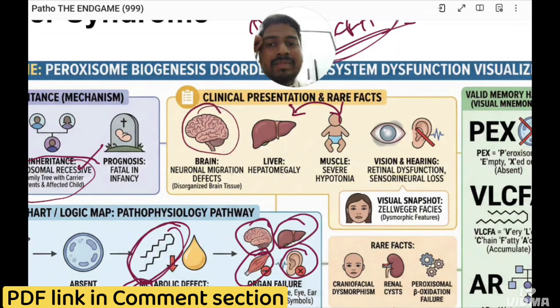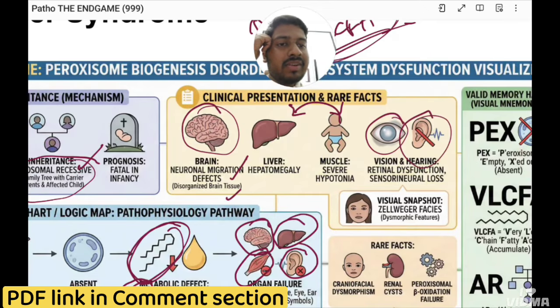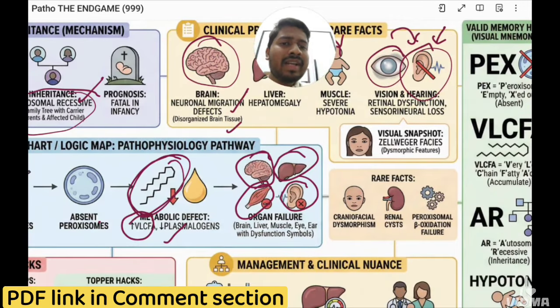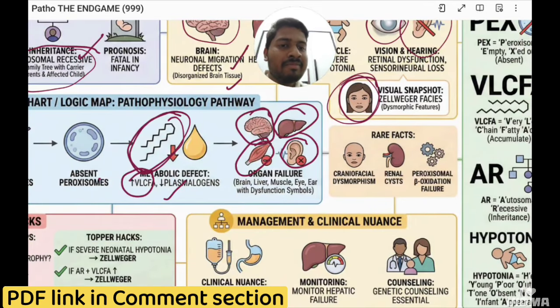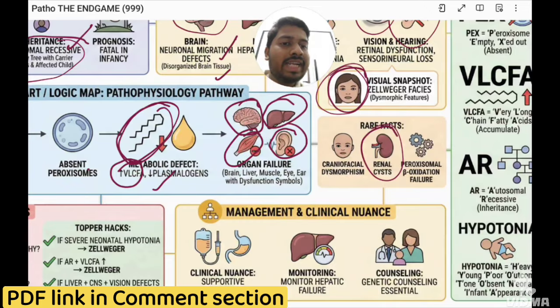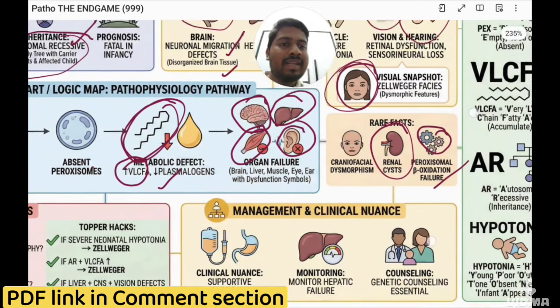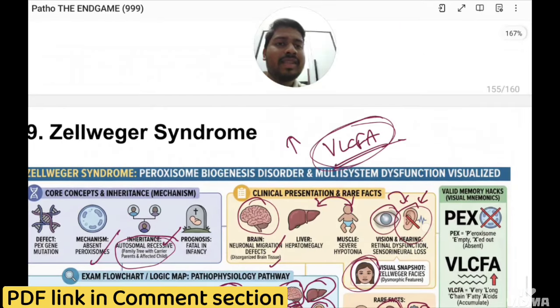And in the brain there will be some neural crest migration defects. Then there will be vision and hearing loss because very long chain fatty acids accumulate here and cause disturbances. There is something called Zellweger facies also, but I think those images will rarely be kept, but you should know this. There can be renal cysts also, because of peroxisomal oxidation failure. These are the basic pathophysiology behind it. So it is sometimes known as cerebro-hepato-renal syndrome.